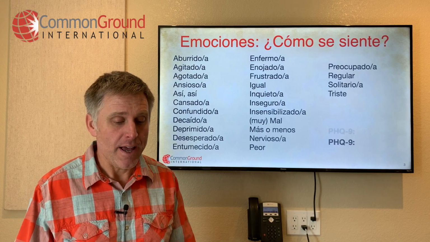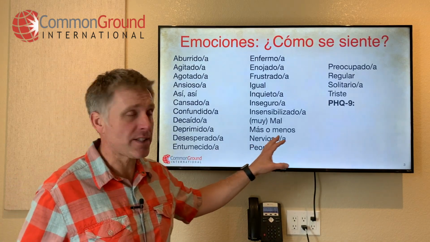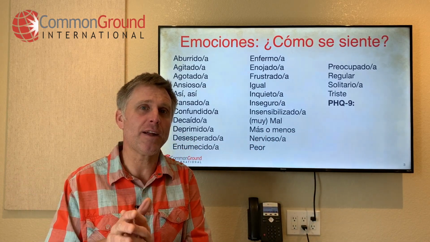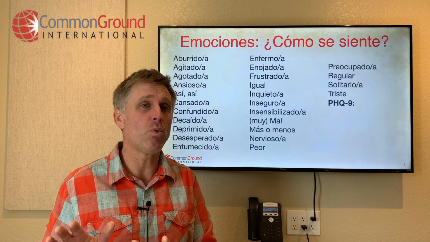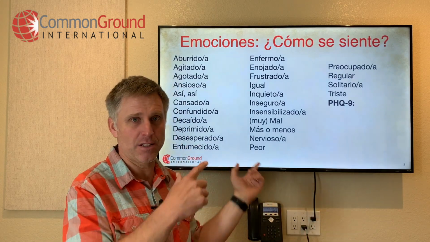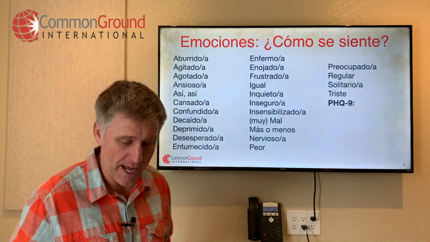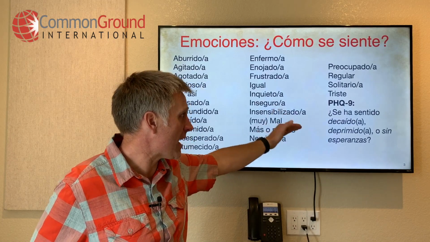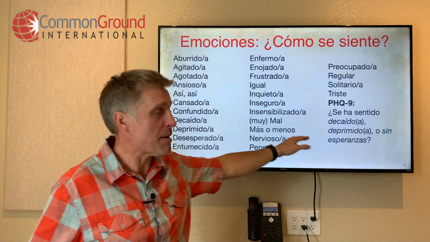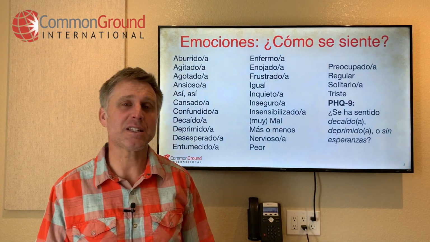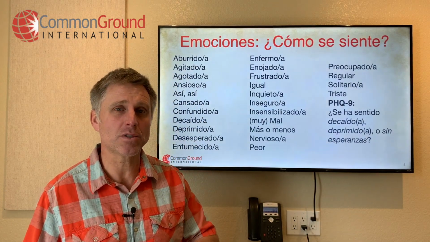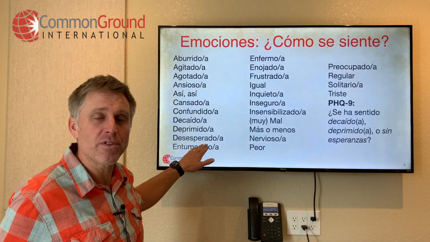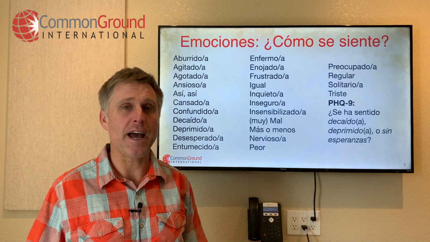Triste, sad. And PHQ-9 asks a question. We're going to take a look as we go through today's lesson. We're going to refer to what PHQ-9, that depression screening instrument, what questions it asks that relate to what we're looking at. Okay? So PHQ-9 asks a question like this. ¿Se ha sentido decaído? Have you felt decaído? Here's that decaído word again. Deprimido, depressed, o sin esperanzas. Sin esperanzas, without hope. Sin esperanzas, desesperado is another word for that. Okay? So that's what PHQ-9 asks about how you're feeling.